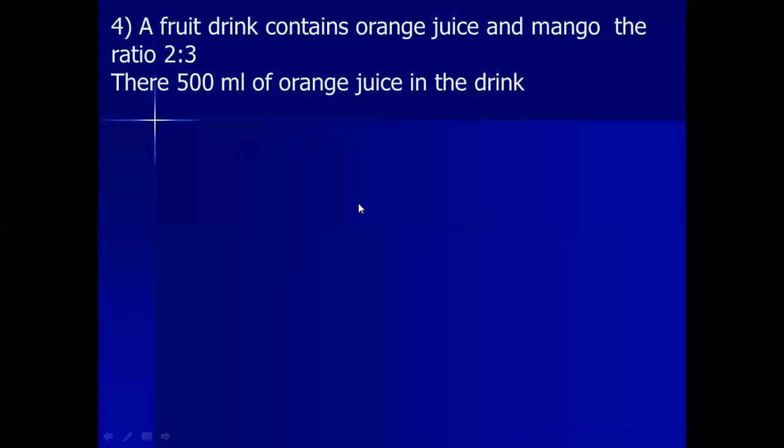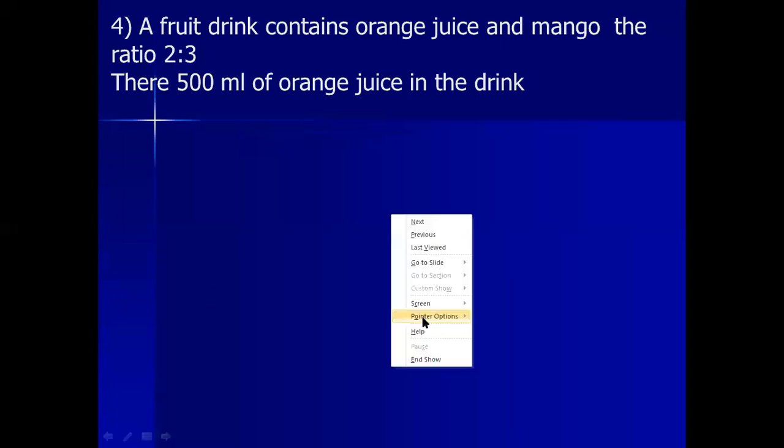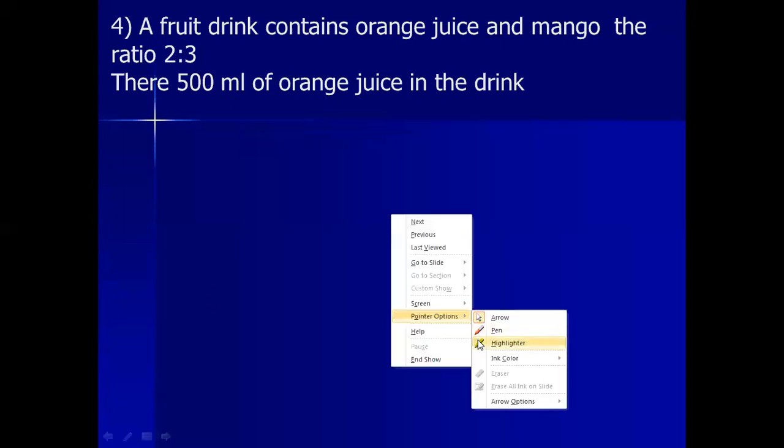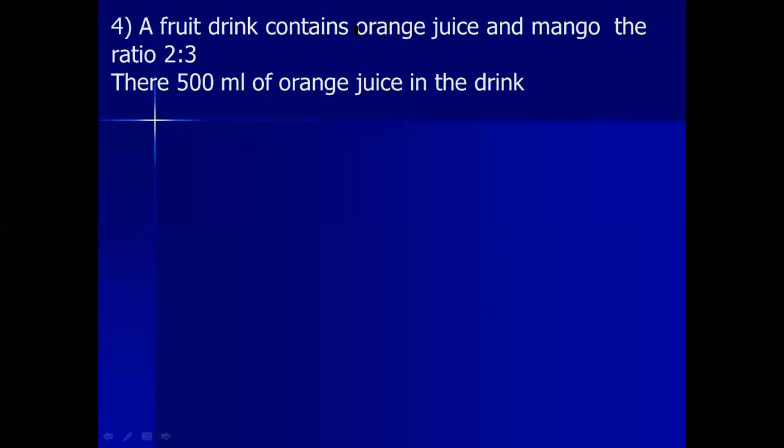Now, look at this question. We will use ratio to solve a question. A fruity drink contains orange juice and mango. The ratio is 2 to 3. Guys, remember that the order here is so important. Orange and mango.